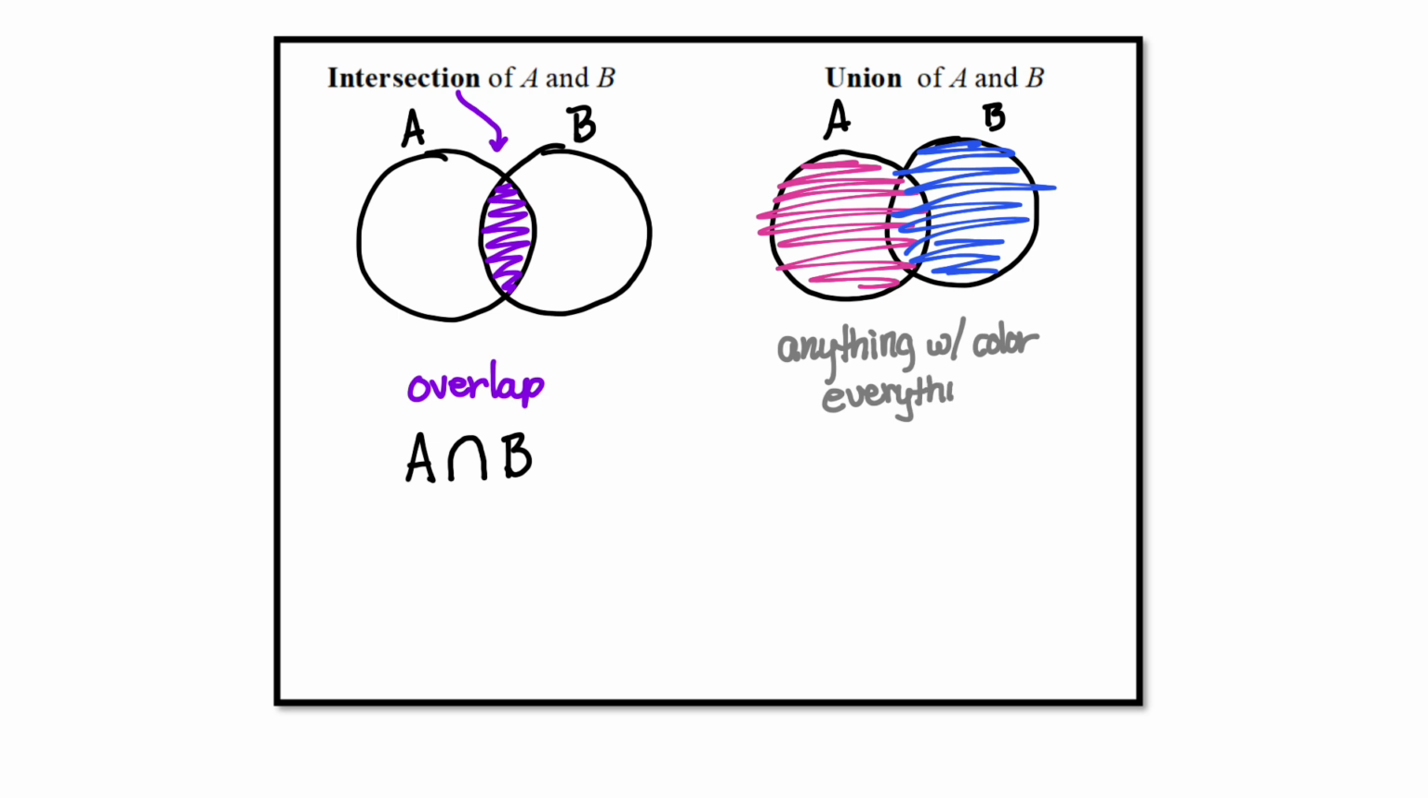So overlap and everything is what you'll hear me say the most. Okay, and you write it as A union B. You don't usually say it like that. You never usually say A union B. You look at the entire thing and you will say the union of A and B or the intersection of A and B. But that's how you write it.